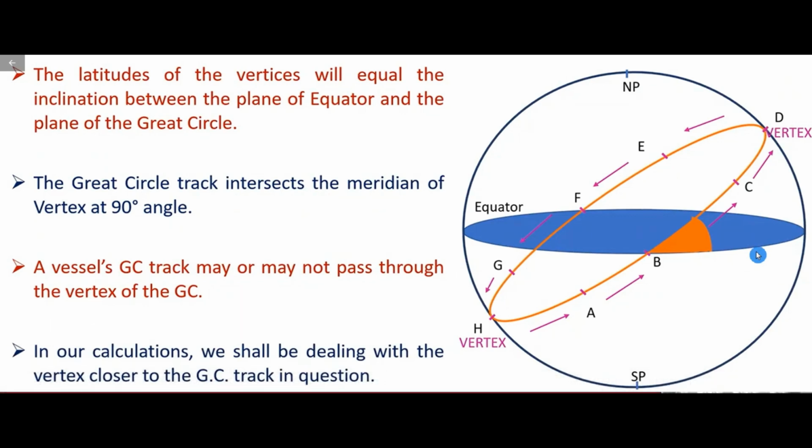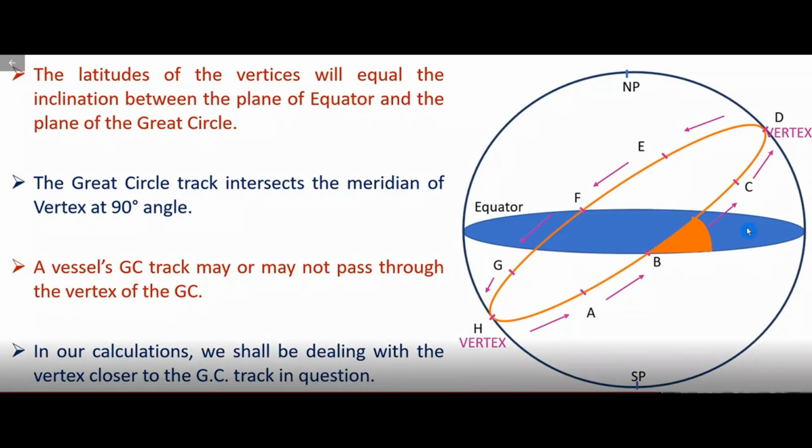Now this is also very important when we calculate the position of the vertex. This is the first thing which we need to check. When we are given a question, find out the position of the vertex, the first thing which we need to check is whether the vertex lies between our initial and final positions or the vertex lies outside the initial and final position.